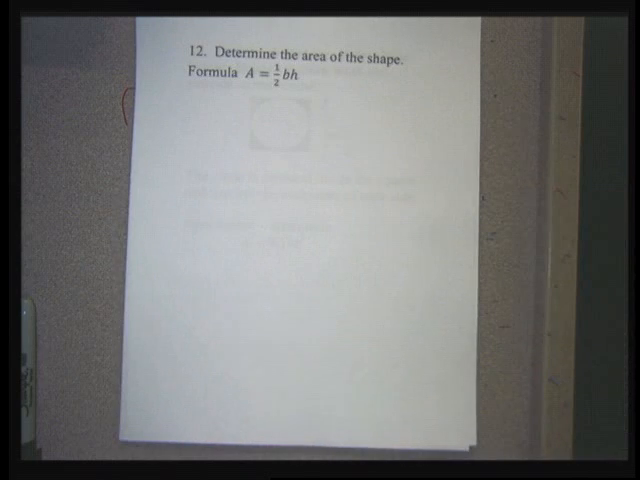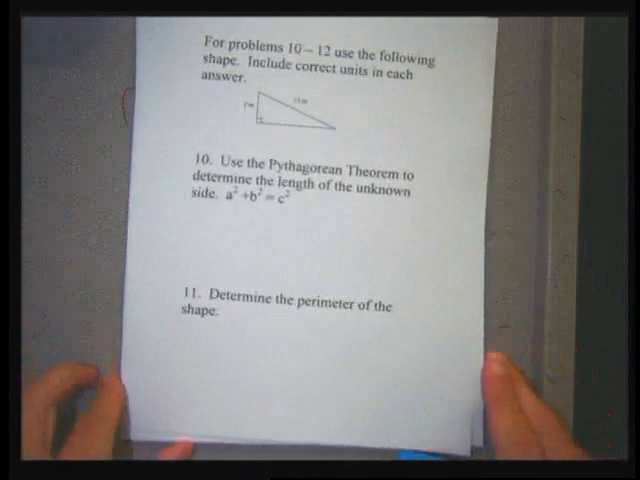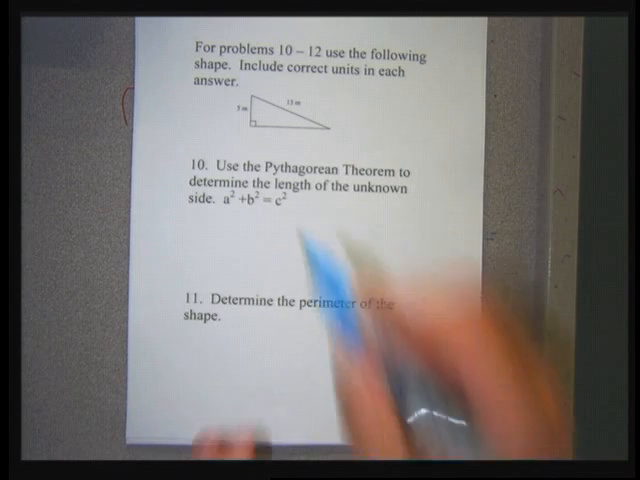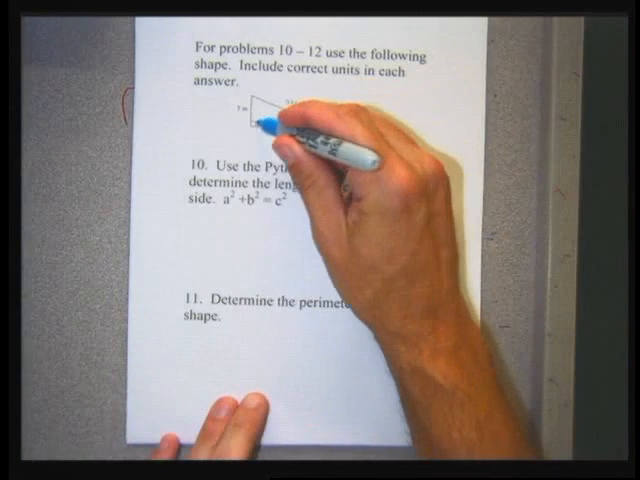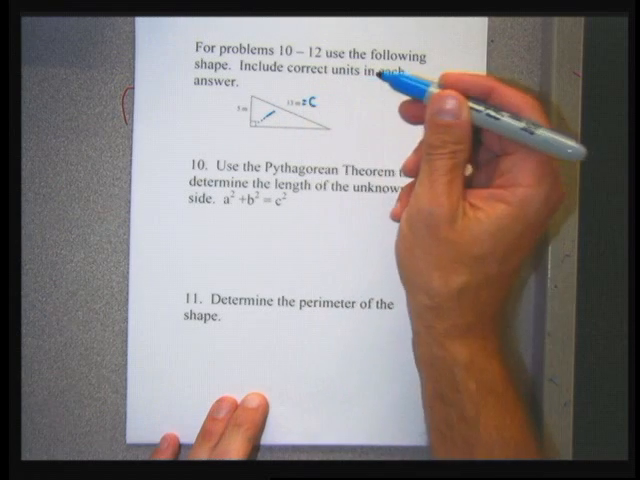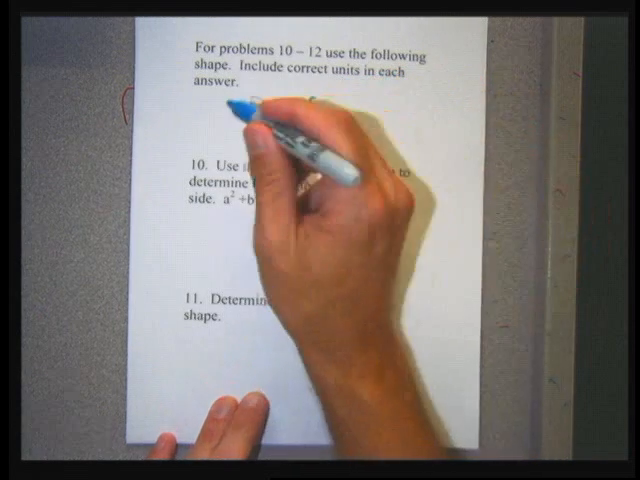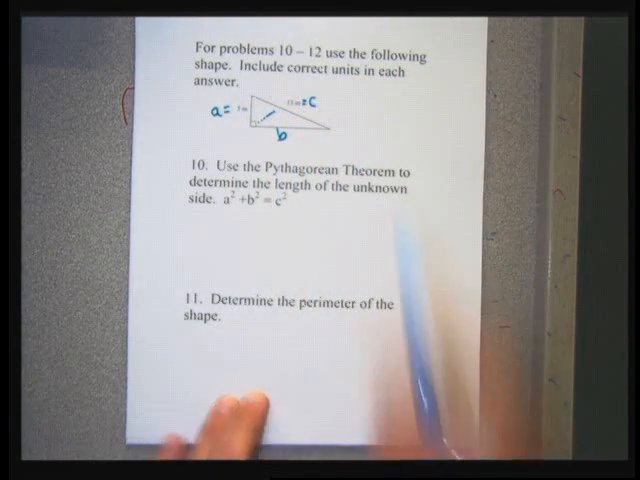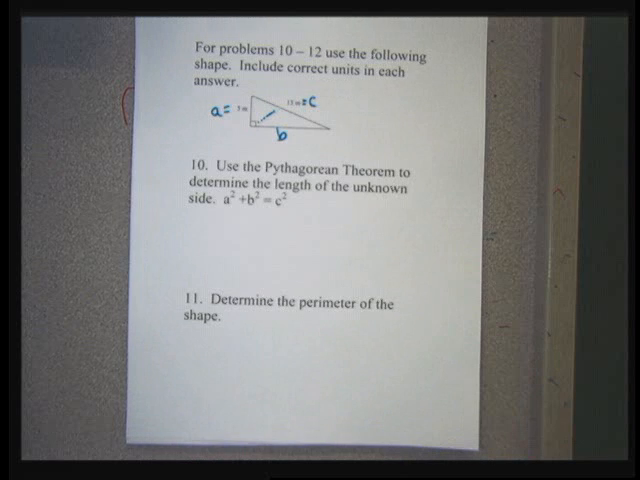10, 11, and 12 all relate to this triangle. This triangle is a right triangle, and a right triangle because it has a right angle. The side opposite the right angle is a C, and the other sides are interchangeably A and B. For this problem, I'm going to say the A is 5, the C is 13, and I'm going to solve for B. Means I'm going to need to do some square roots to do this.